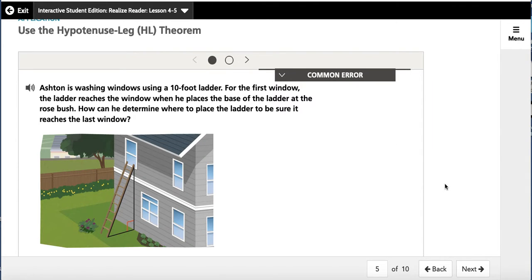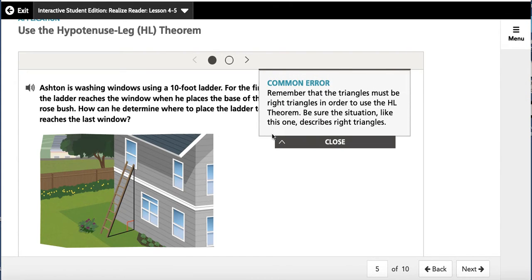Ashton is washing windows using a 10-foot ladder. For the first window, the ladder reaches the window when he places the base of the ladder at the rose bush. How can he determine where to place the ladder to be sure it reaches the last window? He's not sure. There's not like a rose bush type thing. How can he know where to place it to match up just right?